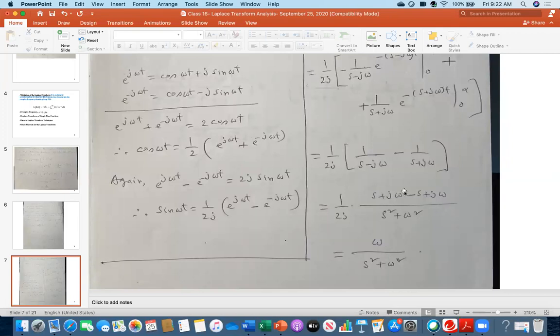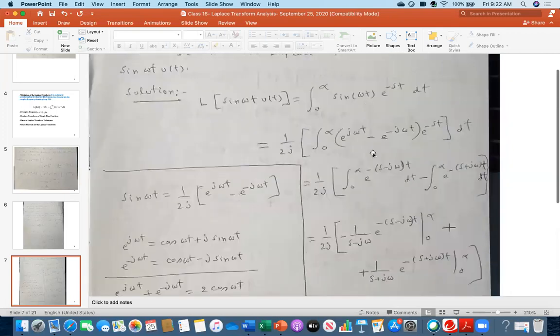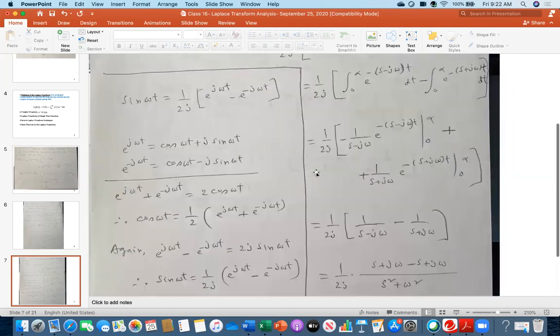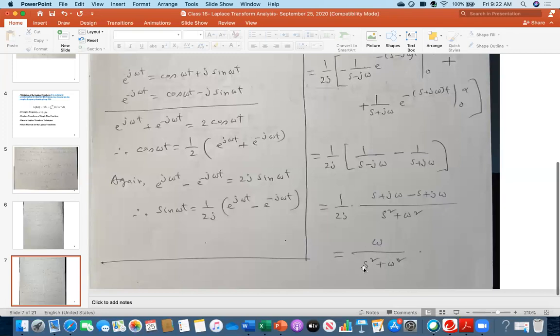Here I have shown the detailed calculation, but you don't need the detailed calculation. If your input function is like that, sine omega t, for example, sine of 5t, then it is 5 over s square plus 5 square, meaning 25.